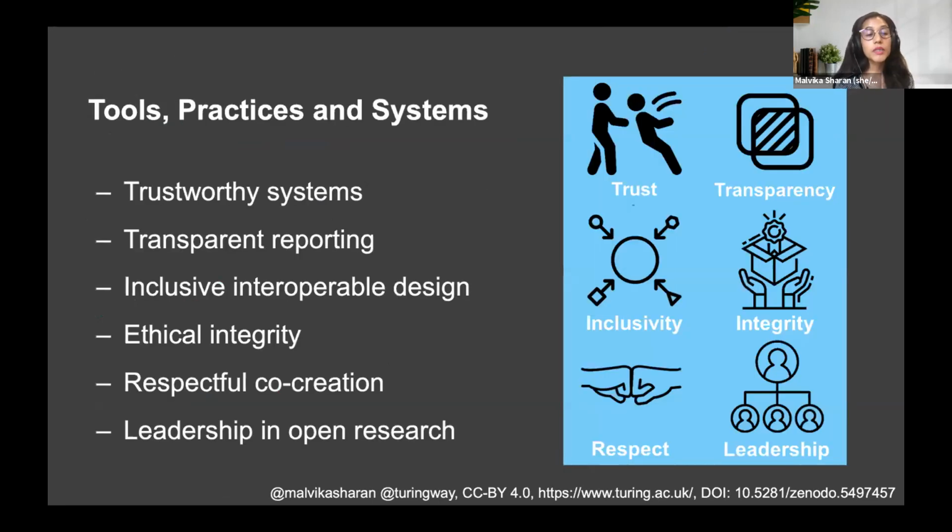And it is developed under the research program called Tools, Practices, and Systems. The core value of this program is to embed best practices across Turing research and team, as well as deliver trustworthy system, transparent reporting, inclusive interoperable design, ethical integrity, respectful co-creation, and leadership in open research. The Turing Way sits across most of these goals and provides a central resource for good practices to all our researchers within the UK and internationally.